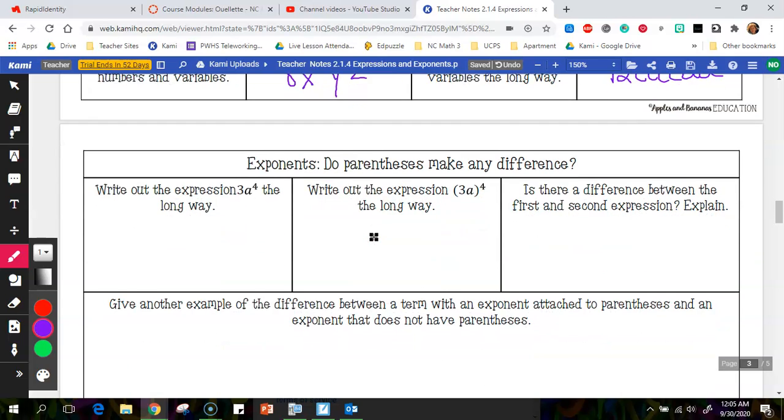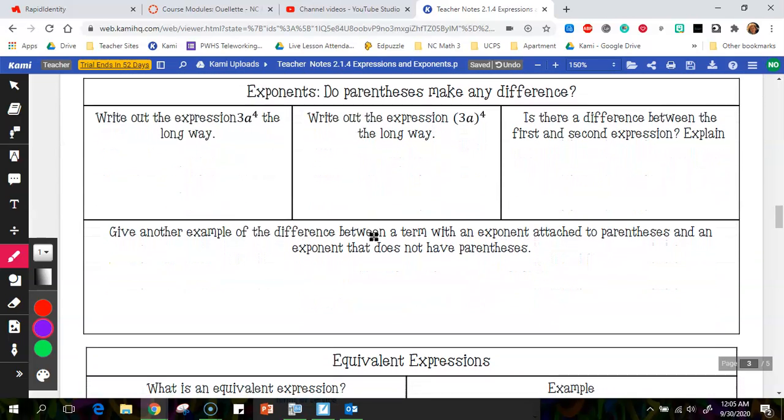All right, next set of examples. It says, do parentheses make any difference? Well, we've got 2 different examples here. We've got this one without the parentheses and this one with the parentheses. If we write this first one the long way, we're going to write 3 times A times A times A times A, because the 3 is not raised to the 4th power. Only the A is raised to the 4th power.